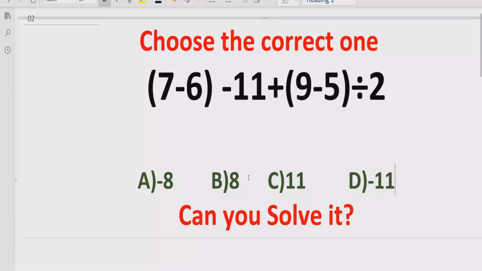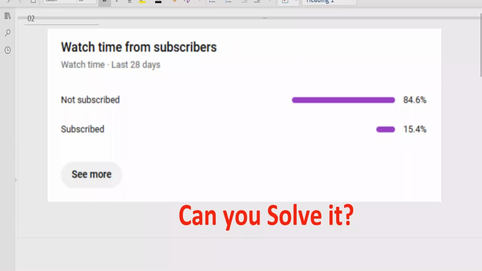Today we will solve another quiz which is related to arithmetic expression. The quiz contains the basic operation plus, minus and division. So we have to solve this quiz using PEMDAS and BODMAS method and find out the correct answer. In the answer list we have four answers. A is -8, B is 8, C is 11 and D is -7. So let's see after solving it which answer is correct.